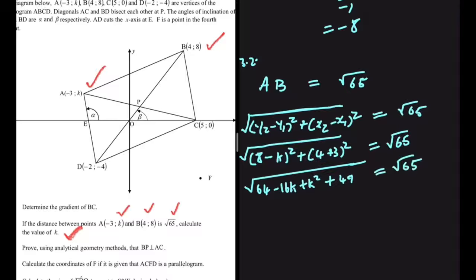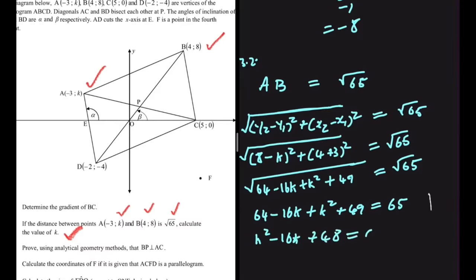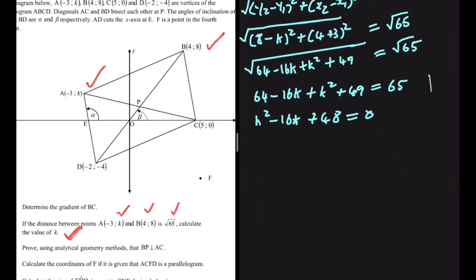So what can we do here? We can take square roots of both sides. If we do that, if we square both sides, we're going to have 64 minus 16k plus k squared plus 49 being equal to 65. If we take 64 to the right hand side, we're going to have 1, and then if we take that 1 back, then we're going to have 49 minus 1, which is 48. So we have k squared minus 16k plus 48 being equal to 0. So let's go ahead and factorize.